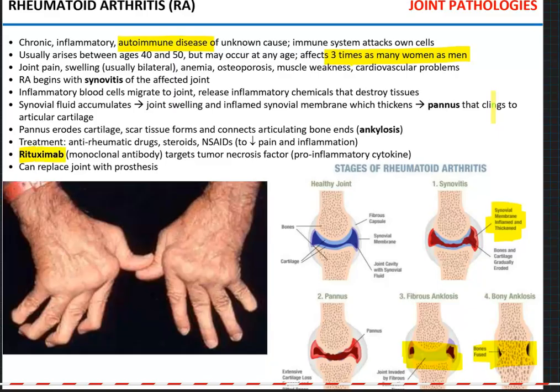So, for instance, rituximab is the old drug. I don't think it is used anymore. Now there are drugs that are much more targeted, much more precise, and much better at minimally affecting your overall immune status. Okay? But again, gotta move.